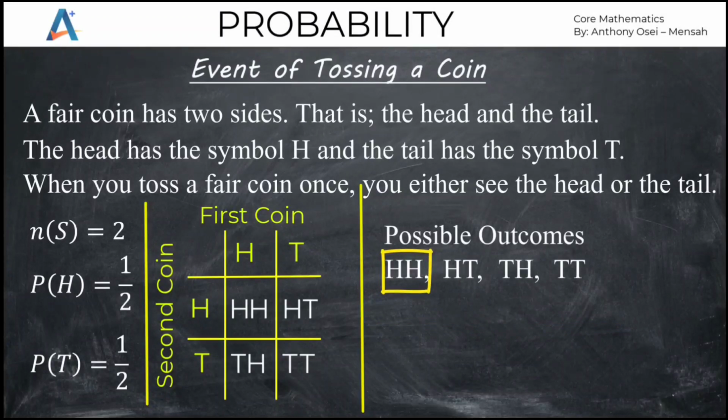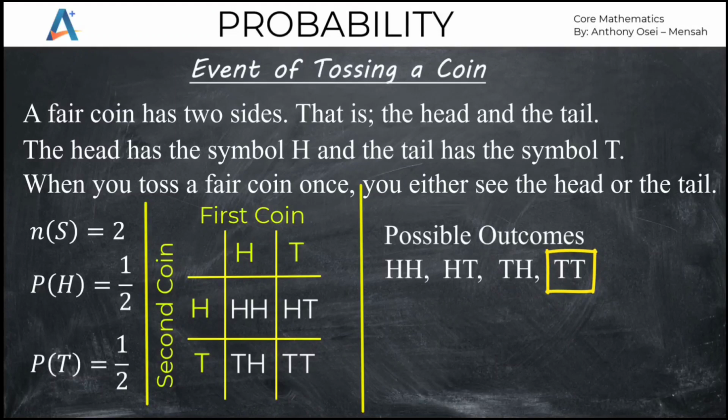That is head-head. If the person doesn't see head-head, the person is likely to see head-tail, meaning the first toss was a head and the second toss was a tail. Still, the person can also see tail-head, meaning the first toss was a tail and then the second toss was a head. And the person finally can also see tail-tail. Both tosses could be tail, first tail, second tail.